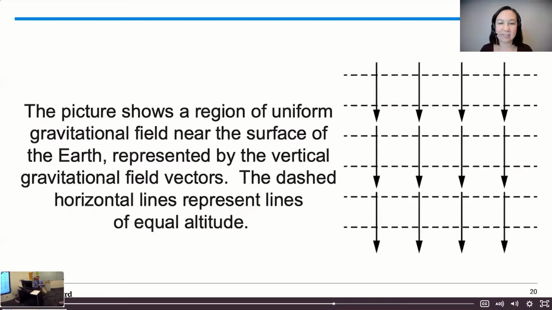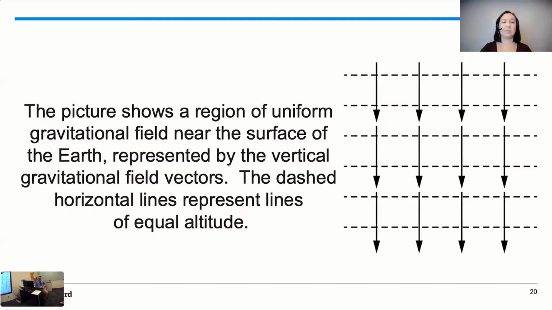Okay, so let's try another one. Let's say this picture shows a region of uniform gravitational field near the surface of the Earth. Maybe this is outside of my house. We've got vertical gravitational field vectors pointing down towards the center of the Earth, all with a magnitude of 9.8 newtons per kilogram. And these dashed horizontal lines represent the lines of equal altitude.